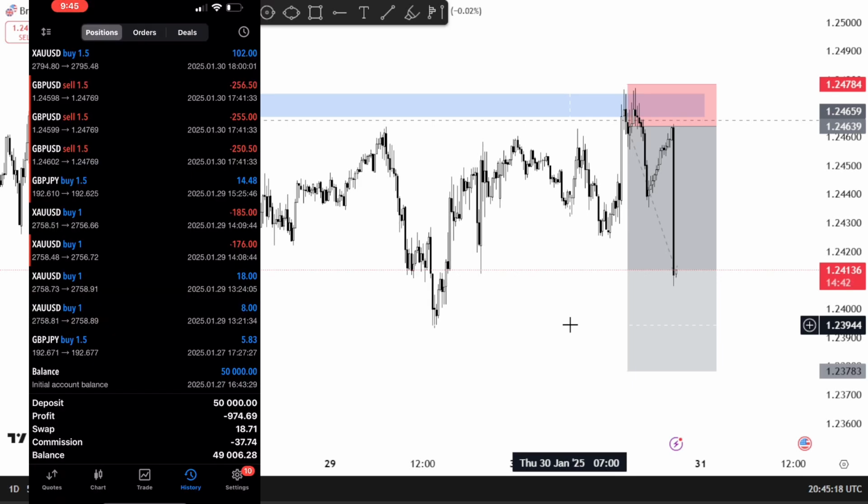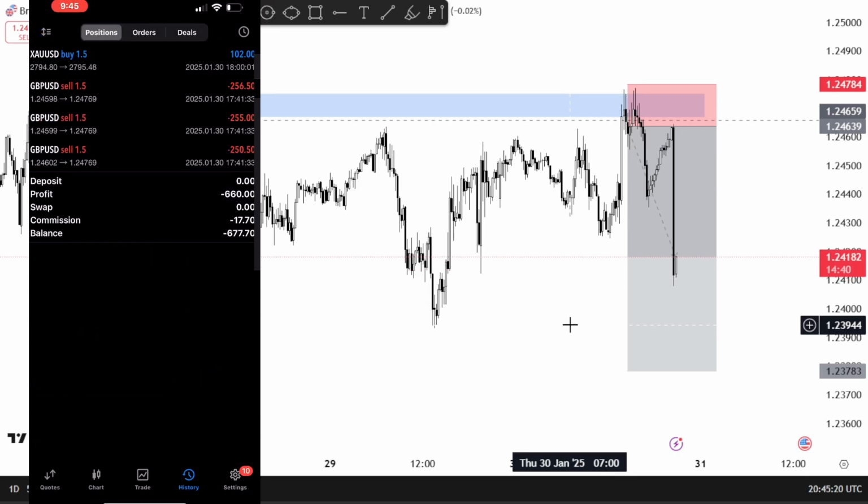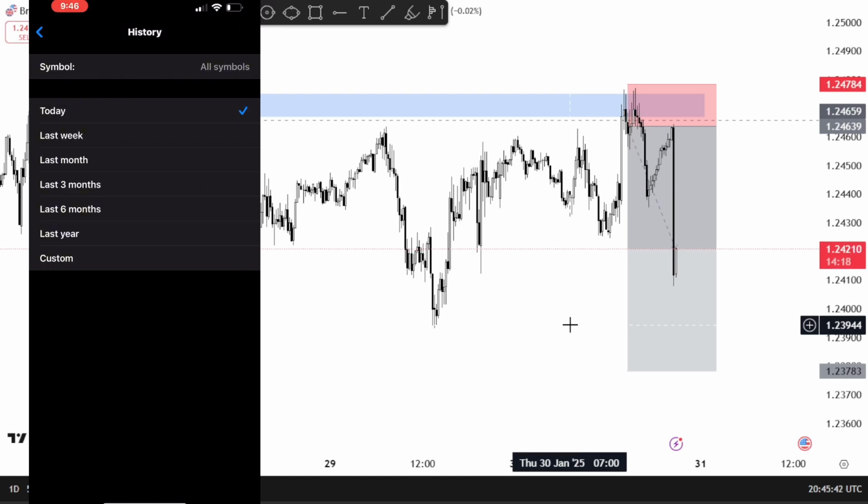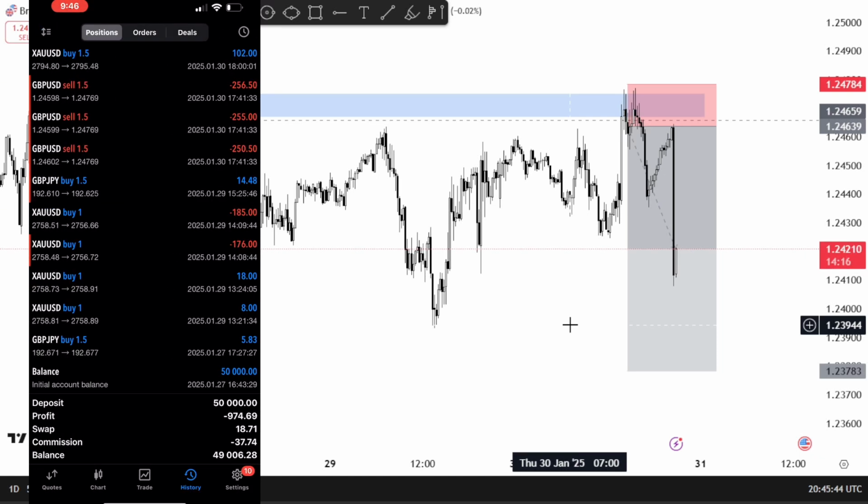Let me show you guys my trading history. I got stopped out by just a few pips. I messed up by not putting my stop loss where it's supposed to be, by adjusting it a little bit. That's where I messed up. But anyway, I'll take that into consideration. Look at the loss I accumulated. Today I lost 660, but still my trade was actually profitable.